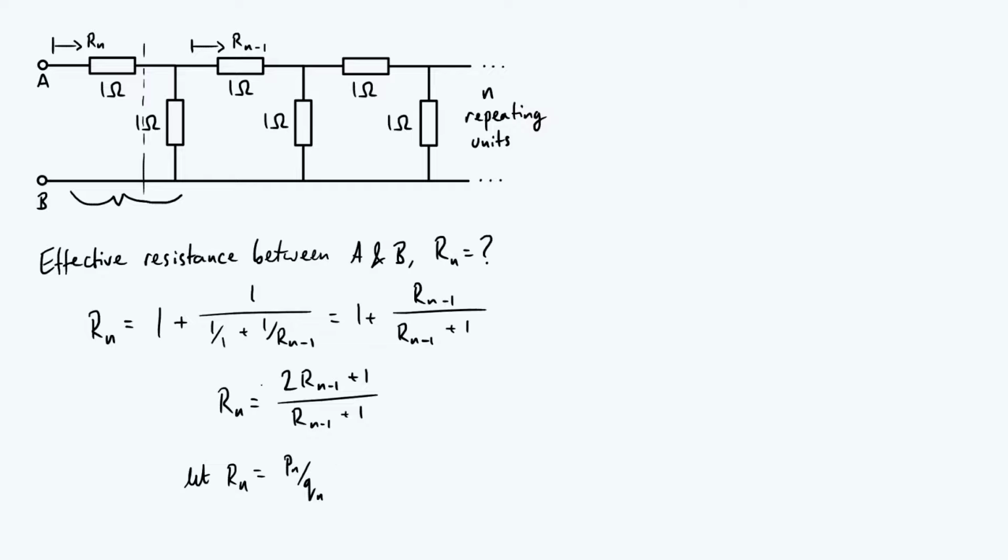First of all, the left-hand side of our recurrence relation is just Rn, so the left-hand side is now just Pn over Qn.